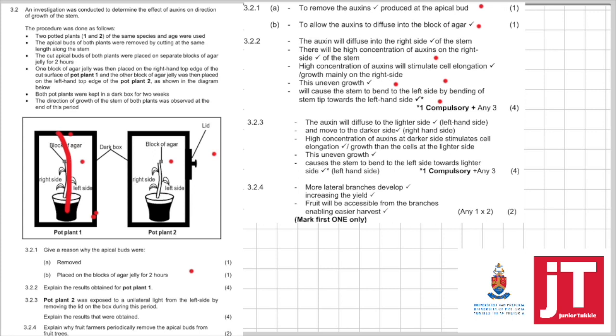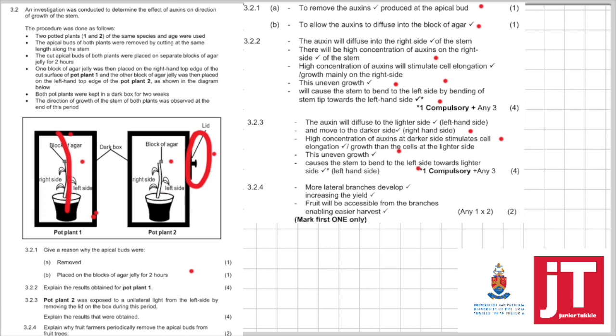Right, 3.2.3. Pot plant 2 was exposed to unilateral light from the left side by removing the lid of the box during the investigation. So they removed this lid here. Explain the results that were obtained. The auxin will diffuse to the lighter side, the left side, right? And it will move into the darker side, right? High concentration of auxin on the dark side will stimulate cell elongation. This uneven growth will cause the stem to bend towards the left side, or the lighter side.